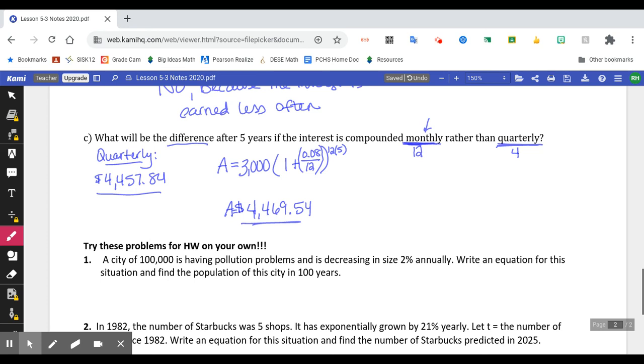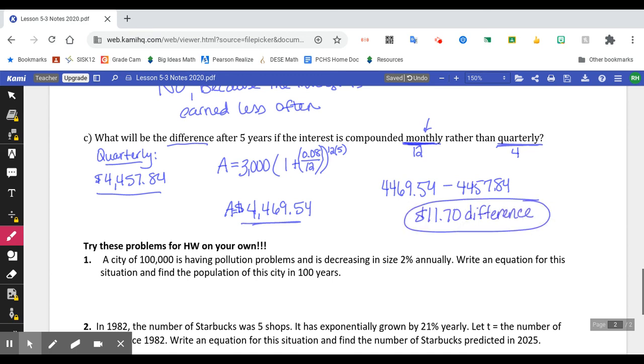So we're going to take 4469.54 minus 4457.84. I didn't have this done yet, so let me type it in too. And it's $11.70. All right, perfect.